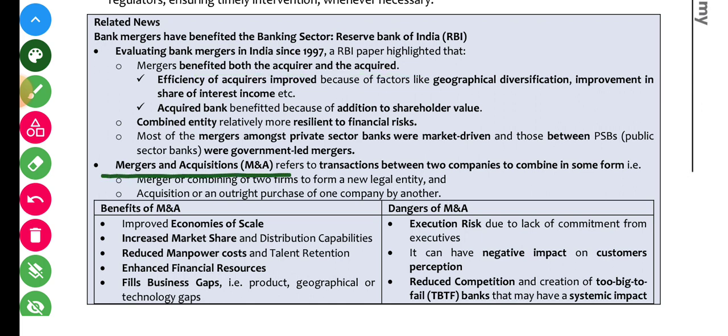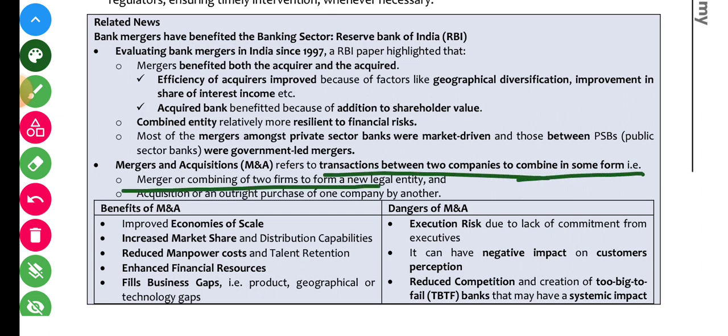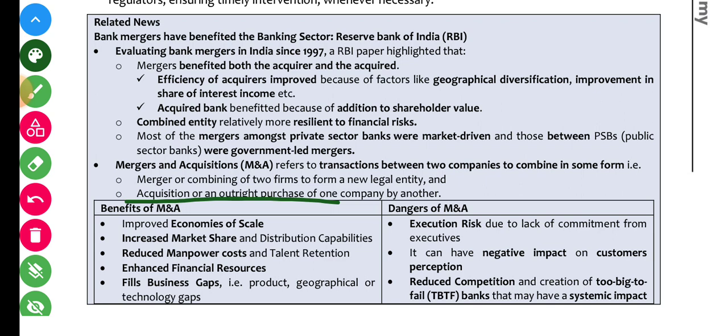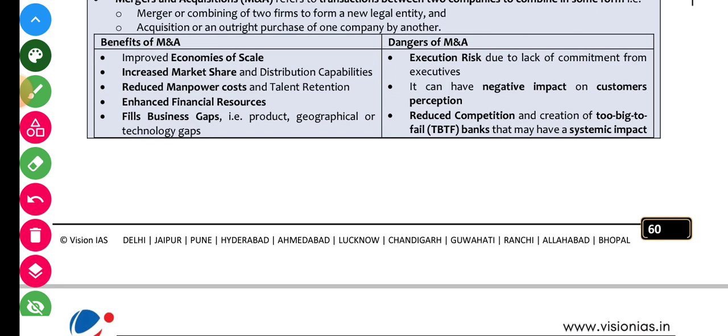So keep this in mind. Merger and acquisition: transactions between two companies to combine in some form. A merger is combining two firms to form a new legal entity. An acquisition is an outright purchase of one company by another. So keep this in mind.